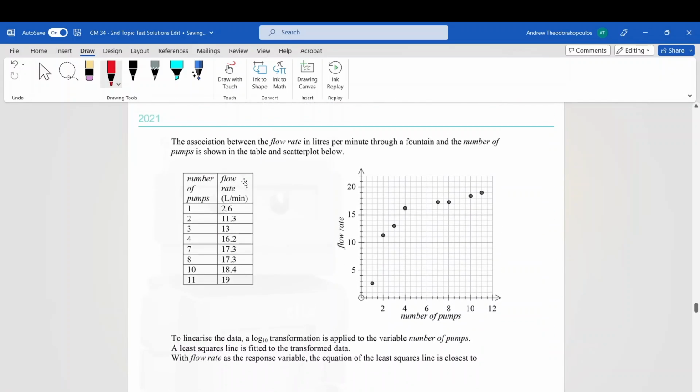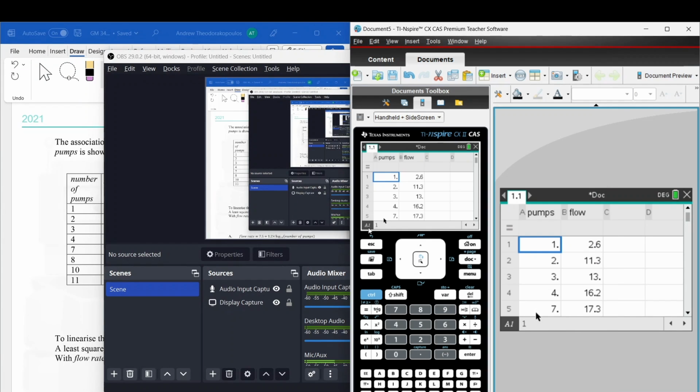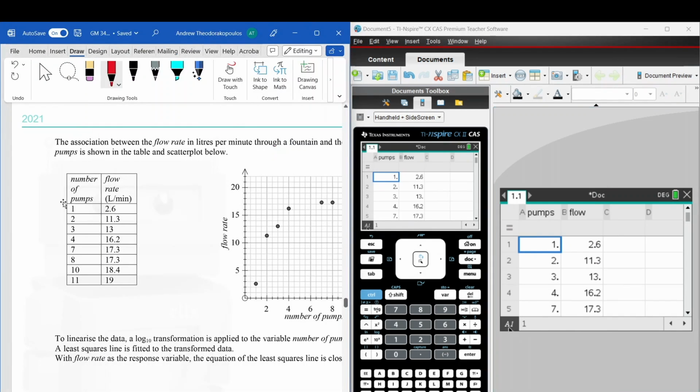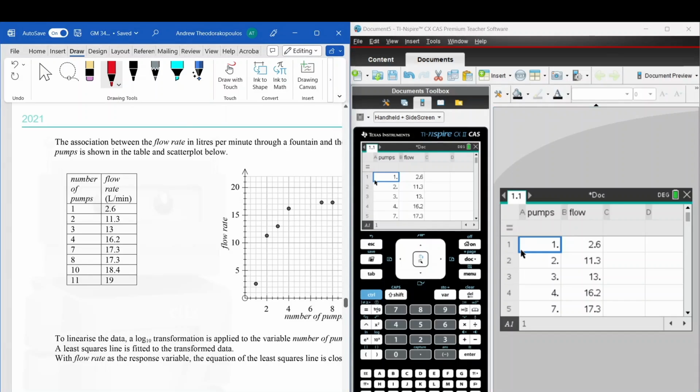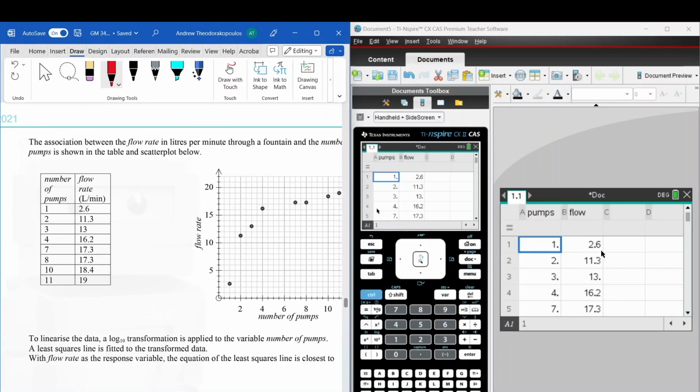Here we have an association that is non-linear, it's curved. So to linearize it, we need to apply a log transformation. So what you'll need to do is put this data into your calculator. Make sure you give it the right title so we don't get confused. And then we're going to need to log transform the variable. What does it say here? We need to transform the number of pumps.